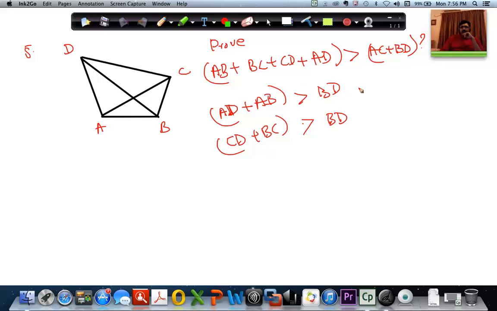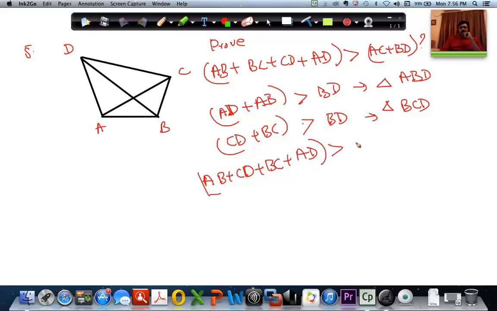So here I have considered triangle ABD, and here I have considered triangle BCD. Okay, so if I consider these triangles, this is true. So in that case, I can say that AB plus CD plus BC plus AD is greater than 2BD. What I've done is I've summed up these terms, and as you have seen in the last problem, the inequality should still hold good.